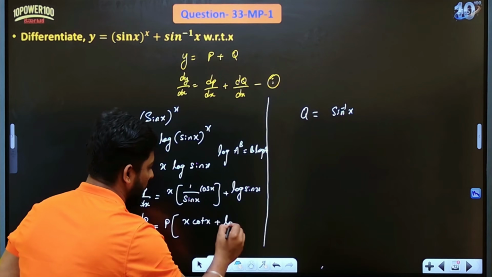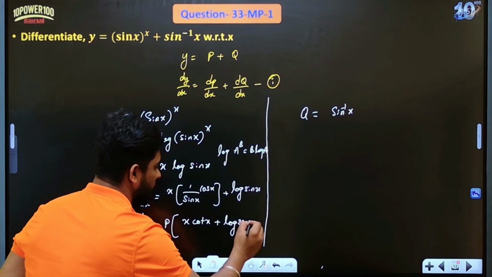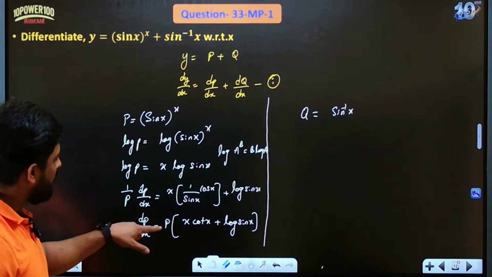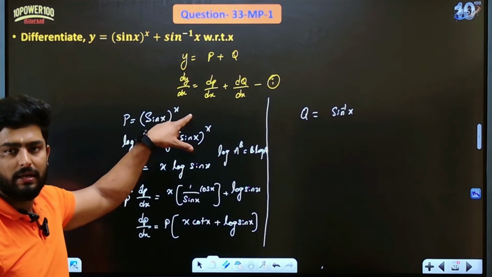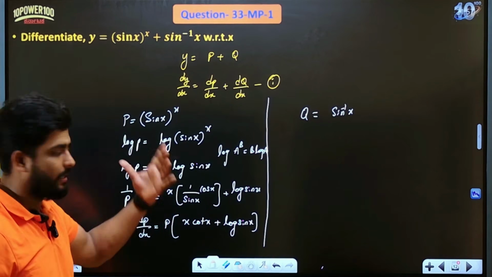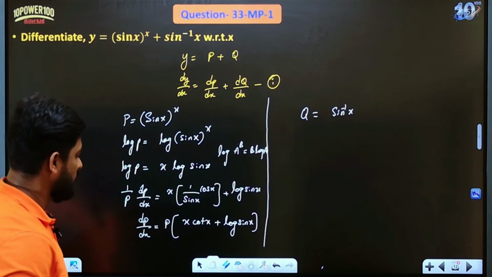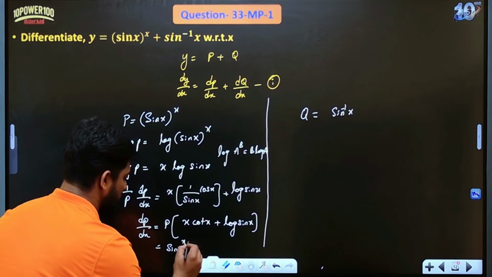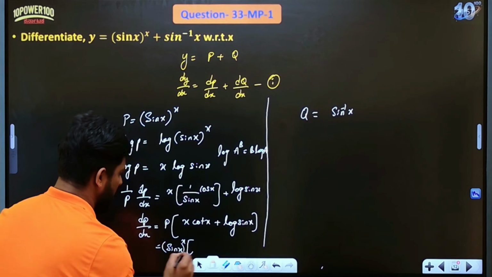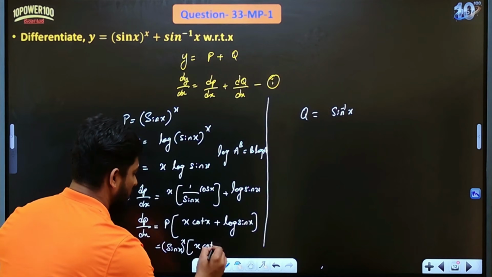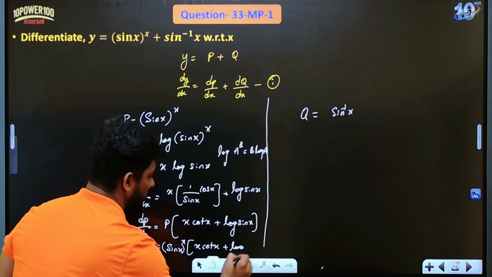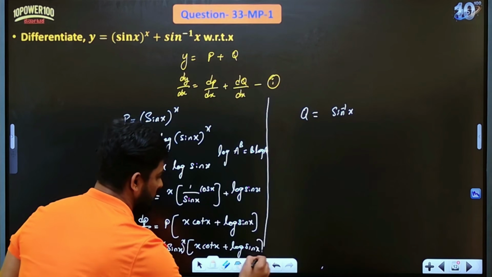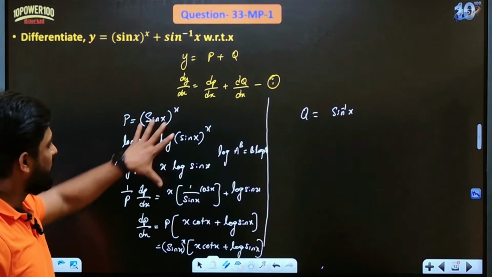So dp by dx is equal to p of x cot x plus log sin x. What is p? p is actually (sin x) to the power x. p is a new variable that we have taken, so replace that in the final answer. Then (sin x) to the power x of x cot x plus log sin x. This is the answer for the first part.